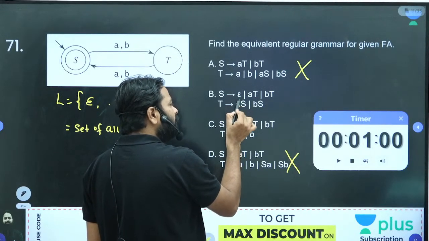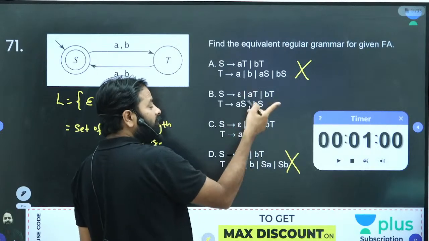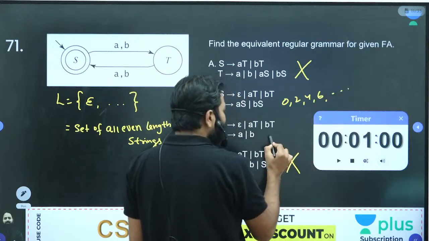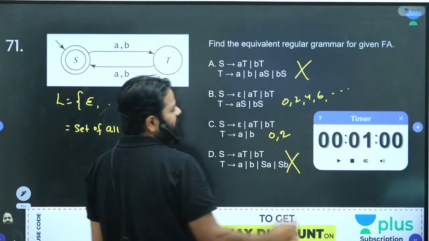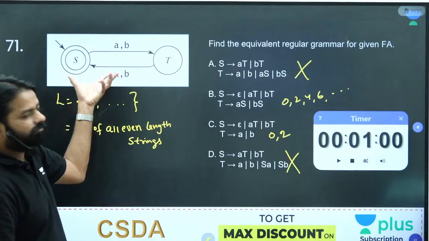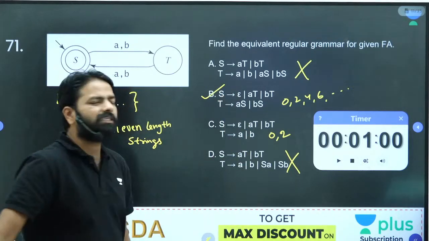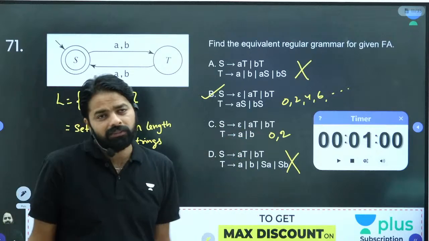But in this one, at S, you can take 2 length or you can come back, so you can generate 0 length, 2 length, 4 length, 6 length, everything. Here only 0 length and 2 length, that's it. Which one will you choose for this representation? B is eliminated because it cannot generate even 4 length.